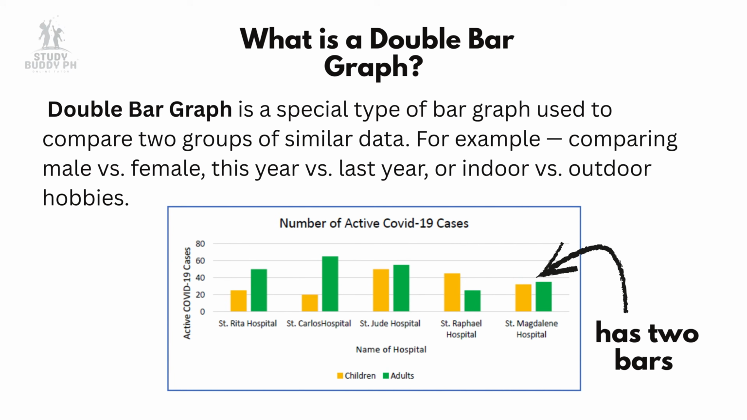Now, a double bar graph is a special type of bar graph used to compare two groups of similar data. For example, comparing male versus female, this year versus last year, or indoor versus outdoor hobbies. Each category has 2 bars, one for each group. This makes it easier to see differences and patterns at a glance.